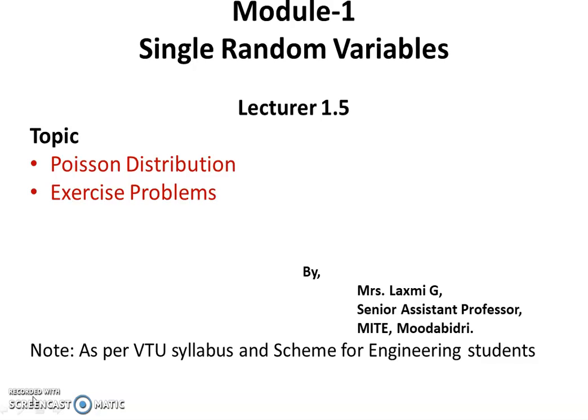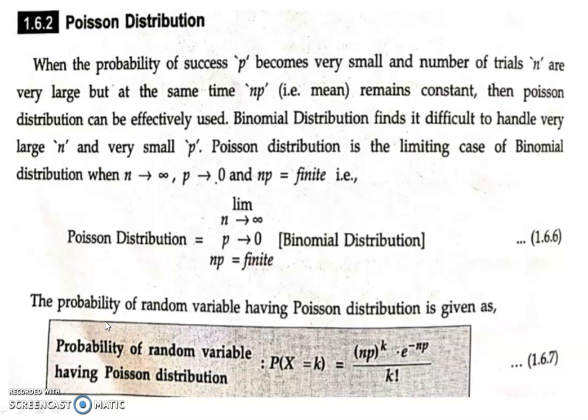Today in this lecture session 1.5, we are learning Poisson distributions and problems based on it. So Poisson distribution, when the probability of success P becomes very small and the number of trials N are very large, but at the same time N into P, that is mean, remains constant, then Poisson distribution can be effectively used. Binomial distribution finds it difficult to handle very large N and a very small P.